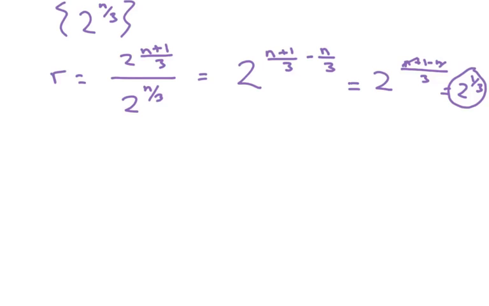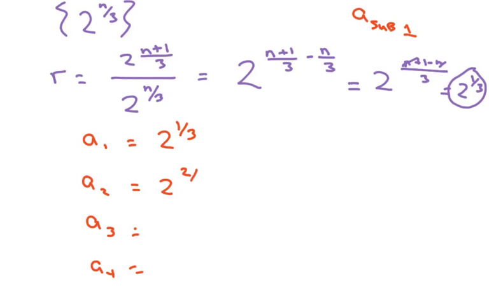Now, to find all your terms, a sub 1, a sub 2, a sub 3, and a sub 4. By the way, when teachers say a sub, they're saying a sub subscript 1, a sub 1. Alright, so we get 2 to the 1/3, 2 to the 2/3, 2 to the 3/3, and 2 to the 4/3. And this one equals 2, because that equals 1.